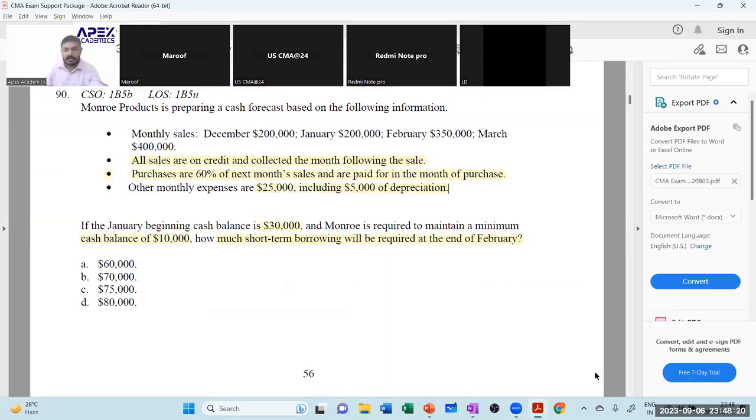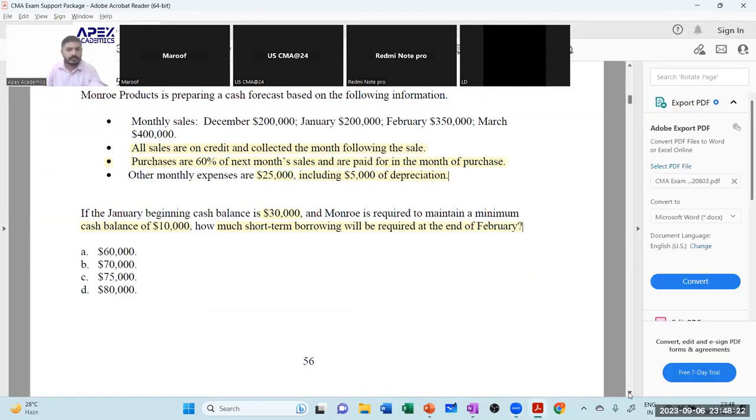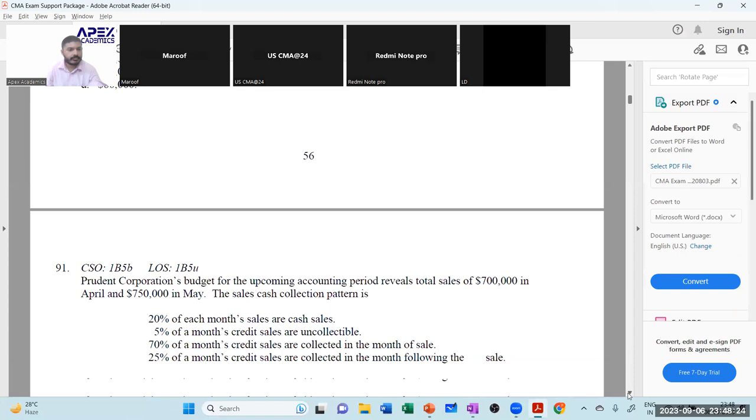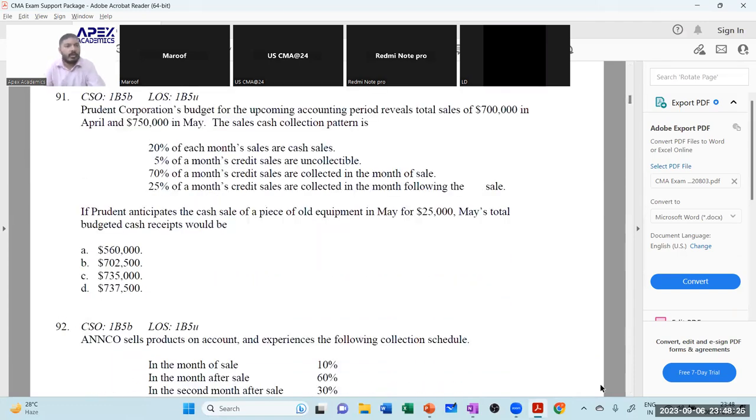Question number 91. Prudent Corporation's budget for the upcoming accounting period reveals total sales of 7 lakhs in April and 750 in May. The cash collection pattern has been given to you. 20% of each month's sales are cash sales. Okay, so 80% are credit sales. 5% of a month's credit sales are uncollectible.